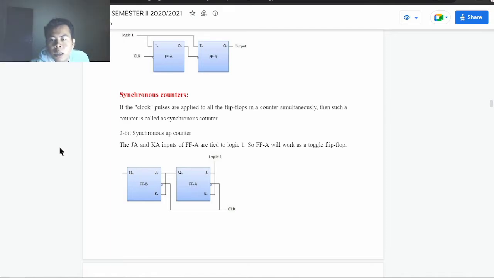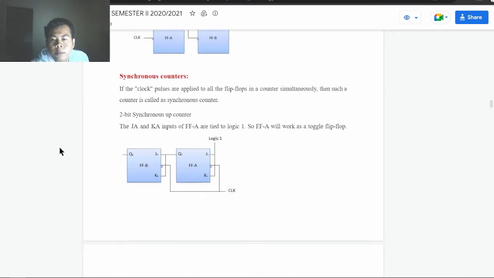The JA and KA inputs of flip-flop A are tied to logic 1, so flip-flop A will work as a toggle flip-flop.